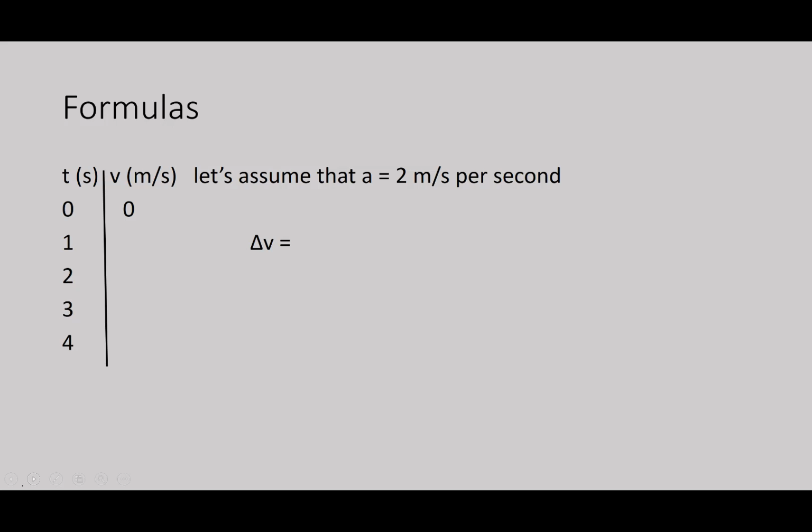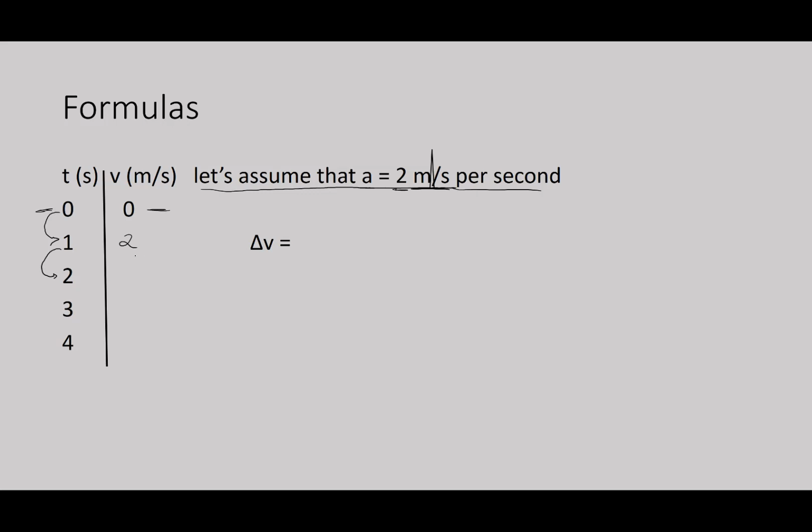Now we're going to look at where some of these formulas come from to start with, and then we'll get into the problems. So let's say that we have an object where at time 0, our velocity is 0, so we're starting from rest. And we're also going to assume that it accelerates at 2 meters per second every second. So after 1 second, my velocity is going to have increased by 2 meters per second. I was at 0 meters per second, increased by 2 meters per second, and that would put me at 2 meters per second.